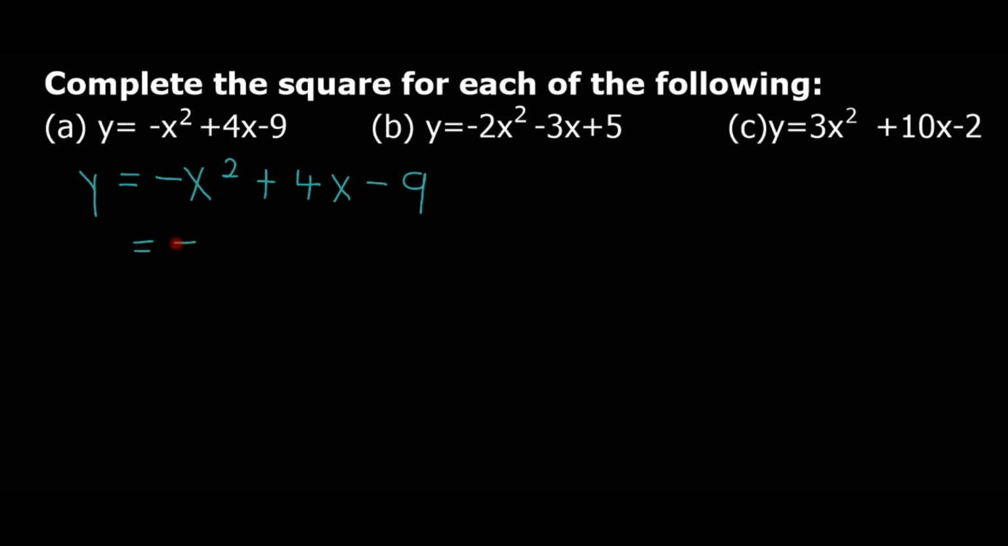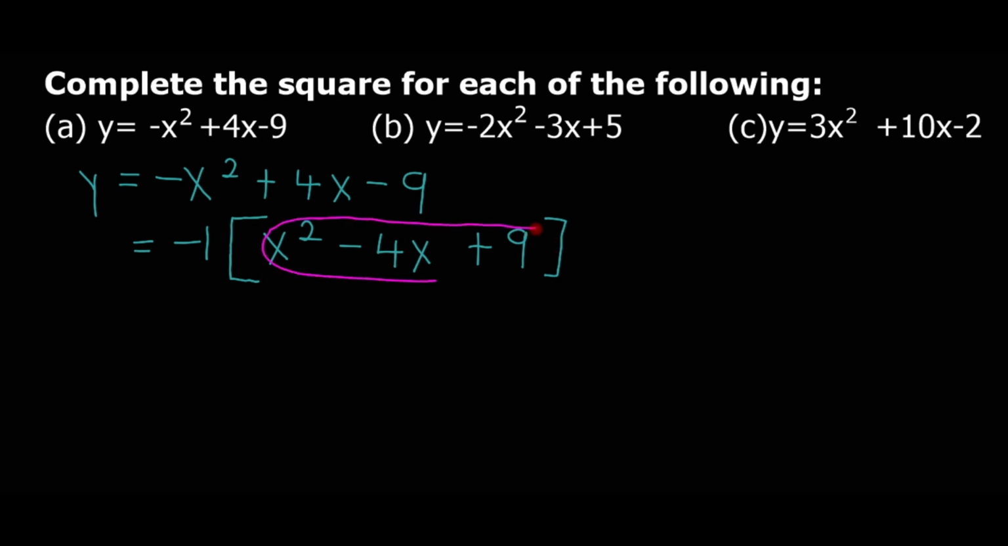So we have negative 1, and then from there we open a bigger bracket and divide each term by this negative 1. We have minus x squared, and then divide by negative 1 gives positive x squared. And then 4x divided by negative 1 gives minus 4x. And then negative 9 divided by negative 1 gives positive 9.